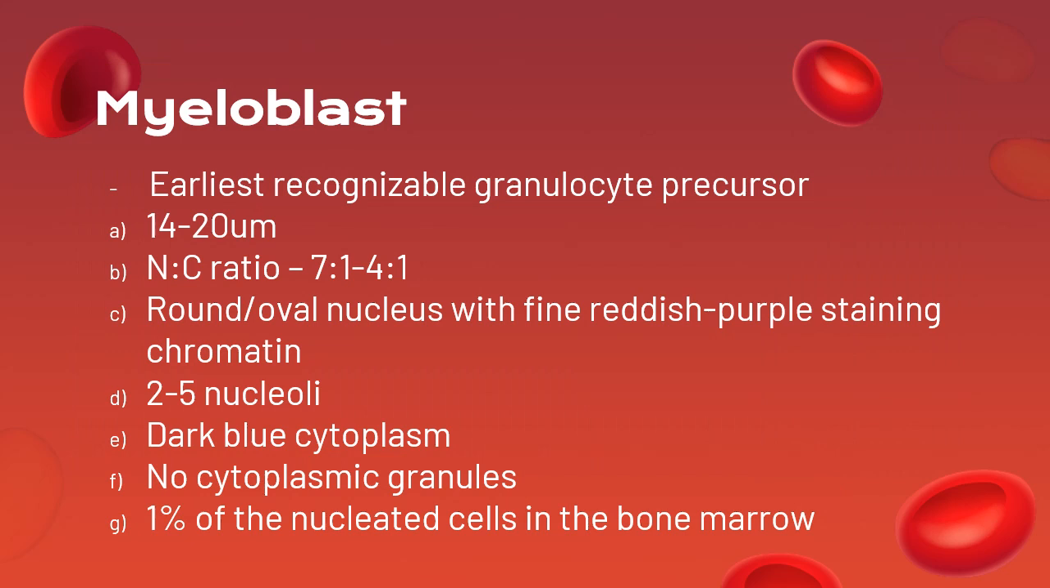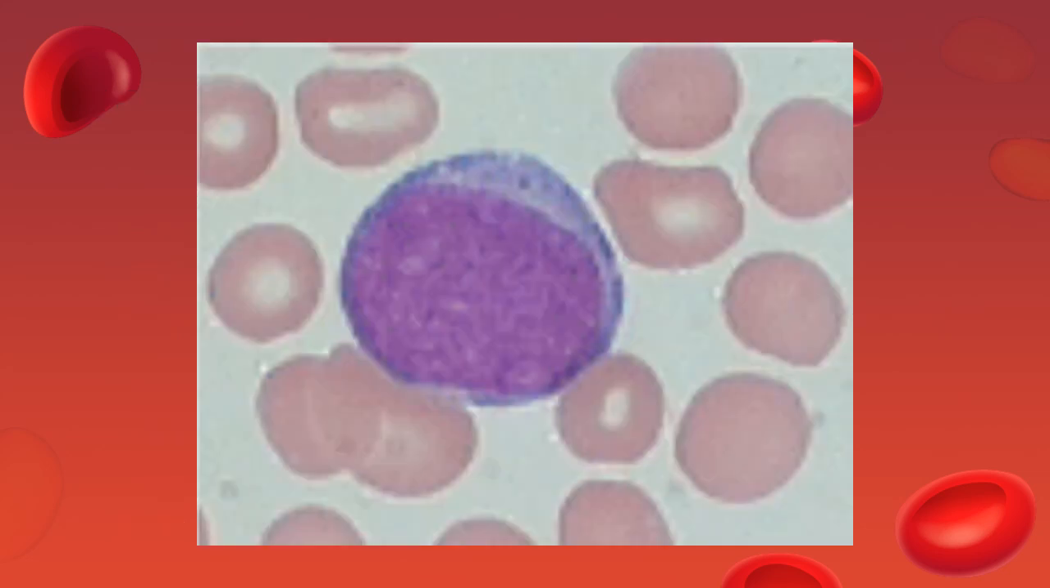So let's start off with myeloblast. So myeloblast, the earliest recognizable granulocyte precursor. So 14 to 20 micrometers in diameter, and N:C ratio is 7:1 to 4:1. So round oval nucleus with fine reddish purple staining, 2 to 5 nucleoli, and then no cytoplasmic granules. So only 1% of the nucleated cells in the bone marrow. So here is your myeloblast.